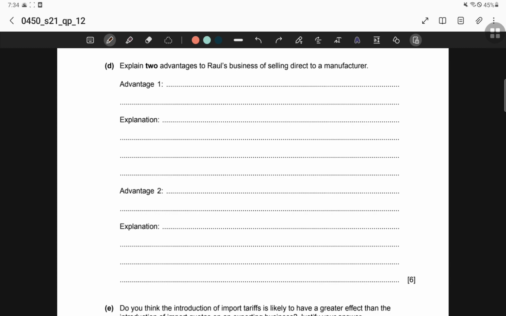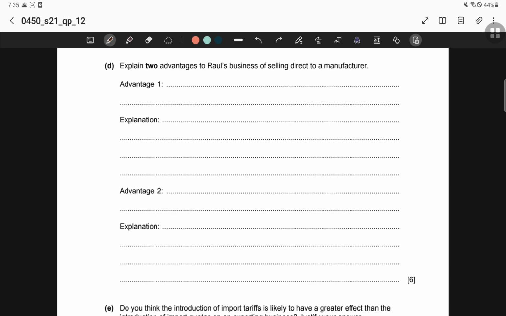Another advantage is they can sell in large quantity. They do not need to deliver to many businesses, because this company needs this large quantity, so they don't have to sell to more than one manufacturer. Another one is less paperwork. Like I said a while ago, it will save time, which reduces administration costs.